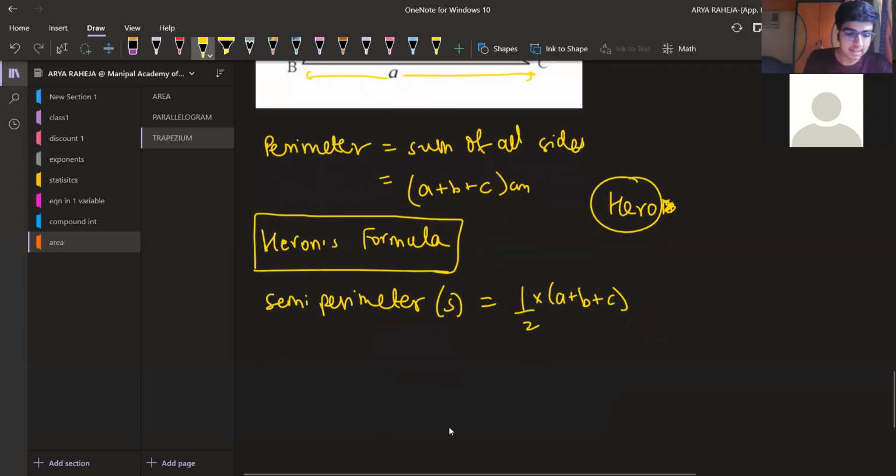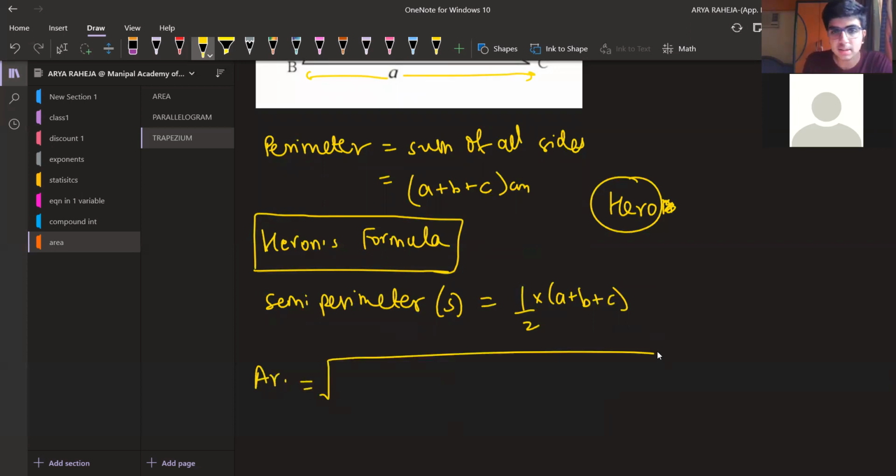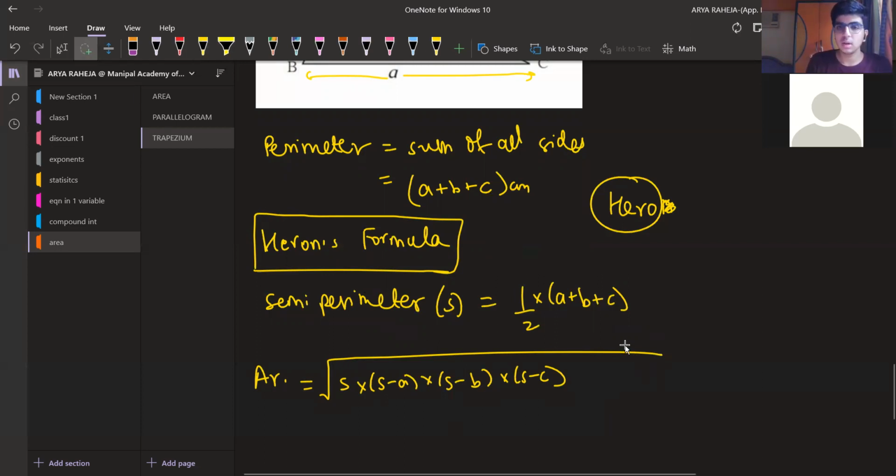Okay, and then he told us that the area का formula will be this. ये थोड़ा लंबा है but लिख लो. Area is nothing but S into S minus A into S minus B into S minus C. Okay, ये बस लिख लो. I'll explain also now. Okay, this is the thing. Under the square root, S into S minus A into S minus B into S minus C.